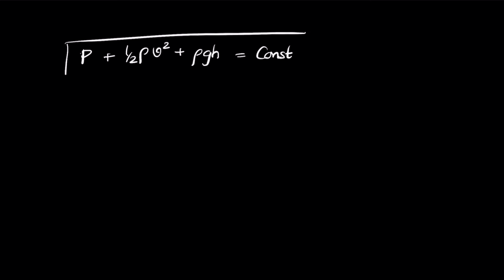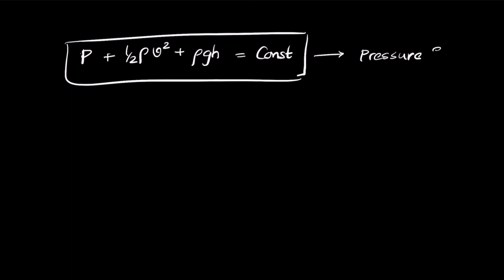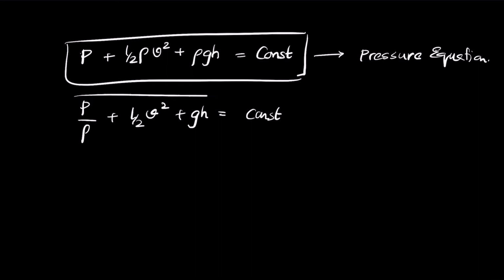Bernoulli's principle states that the sum of pressure energy plus the kinetic energy plus the potential energy of a liquid is constant. This is called the pressure equation. There are other forms of the same equation. Another form is the pressure head equation, which can be written as P by rho plus half V square plus gh is constant. This is called the head equation.